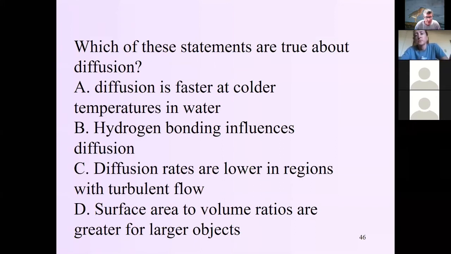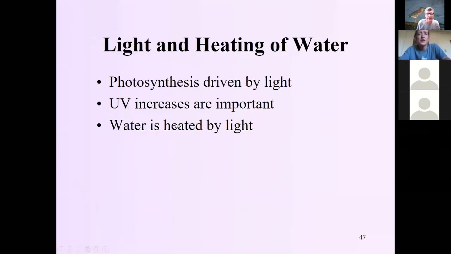Surface area to volume ratios are greater for larger objects. No, that was the one that people messed up, right? The bigger something gets, the more volume it has per unit surface area around it, and that's going to influence diffusion. All right, move forward. Maybe. I actually don't really get why D is false.